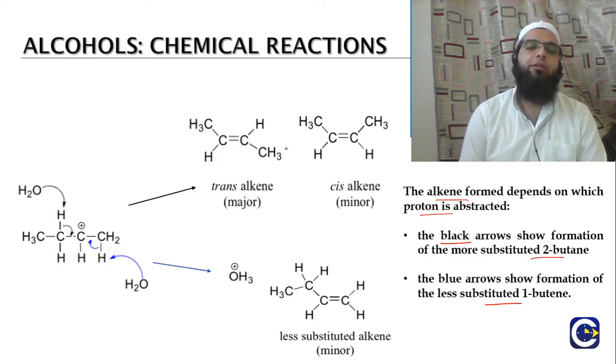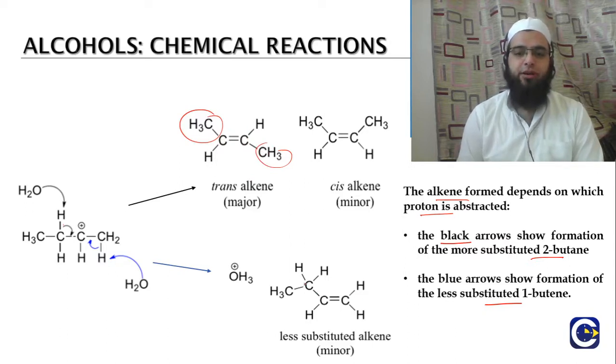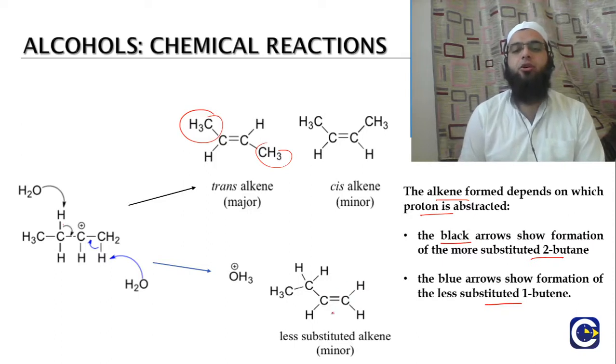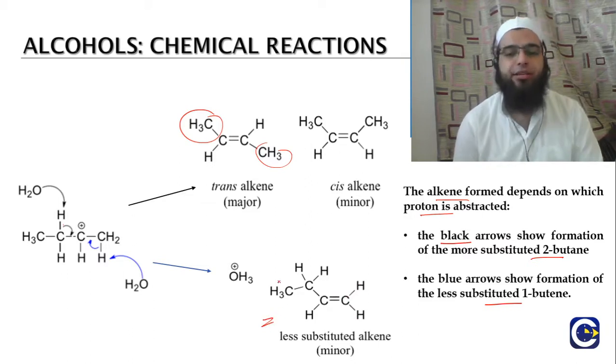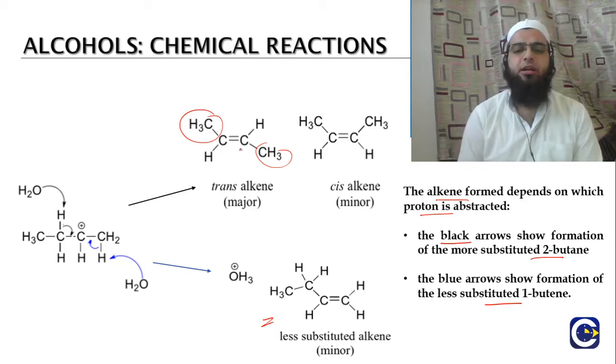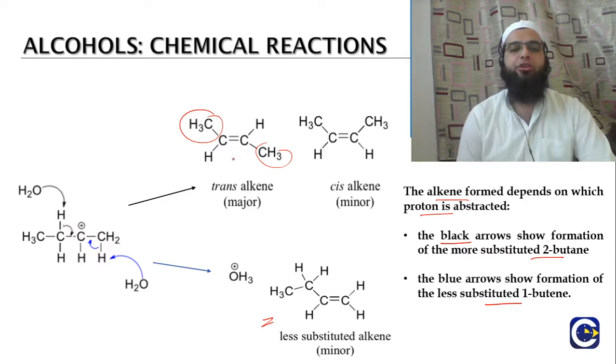If we look at this alkene, it is the more substituted alkene. It has one methyl group on this side and another methyl on this side, so this alkene is substituted on both sides. This is the more substituted alkene, and the other is the less substituted alkene. We don't have any other substitution on the other side of this double bond. We know that the less substituted alkene is not as stable as the more substituted alkenes. So more substituted alkenes are more stable than less substituted alkenes, and in this reaction the major product will be 2-butene.